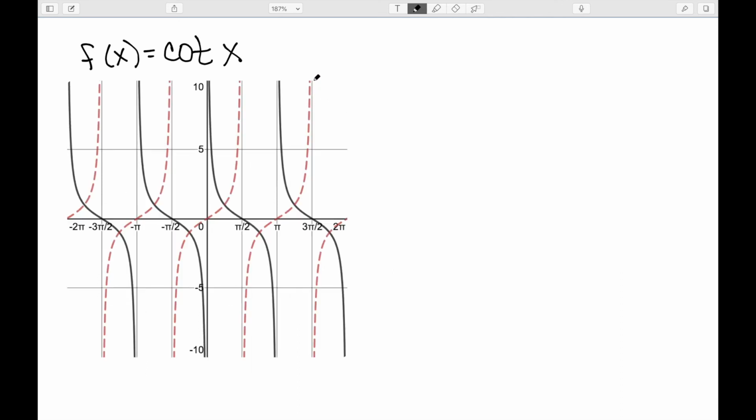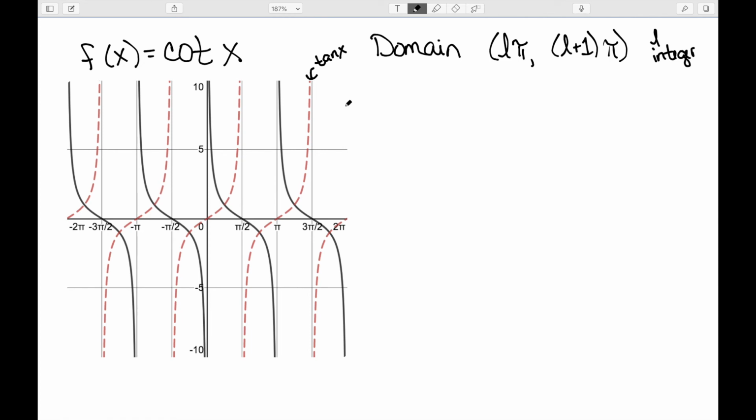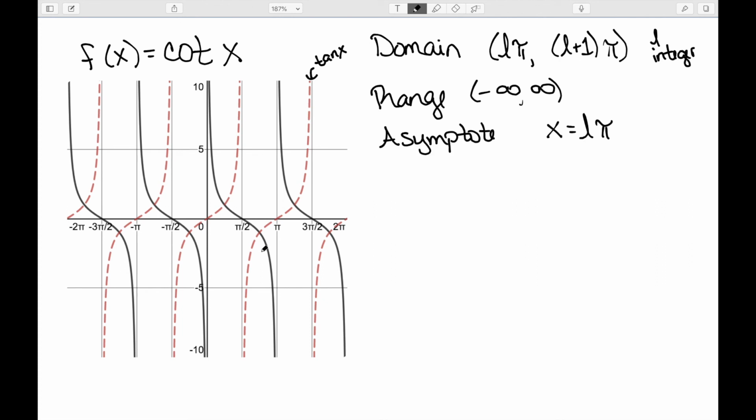Finally, let's look at the graph of cotangent, and this red one this time is tangent of x. This time my domain looks like (Lπ, (L+1)π), where L is an integer. In other words, things like negative 2π to negative π, negative π to 0, 0 to π, π to 2π, etc. The range is negative infinity to infinity. I can output any number. I have my asymptotes at x equal to Lπ, so asymptotes at negative π, 0, π, 2π, 3π, etc.